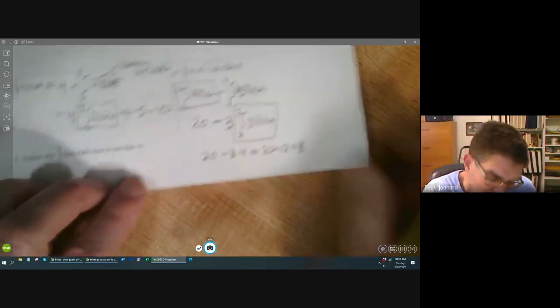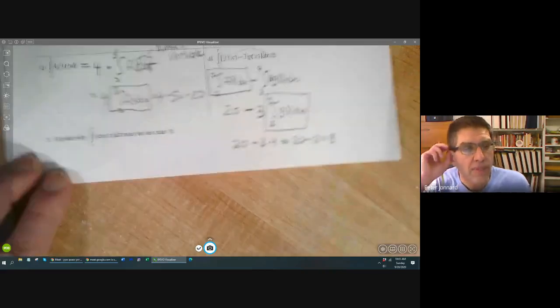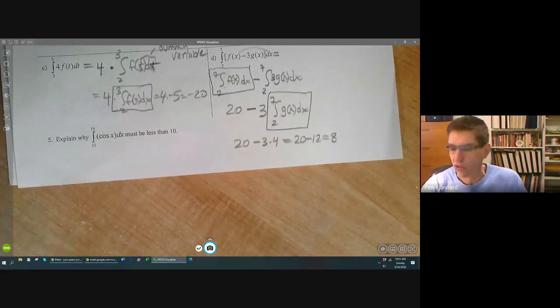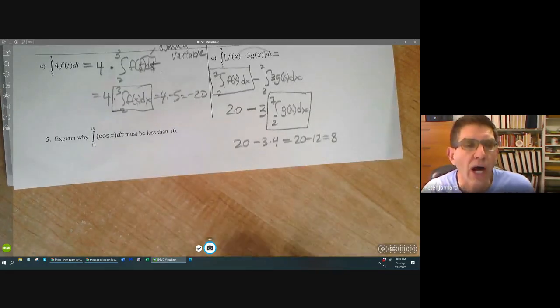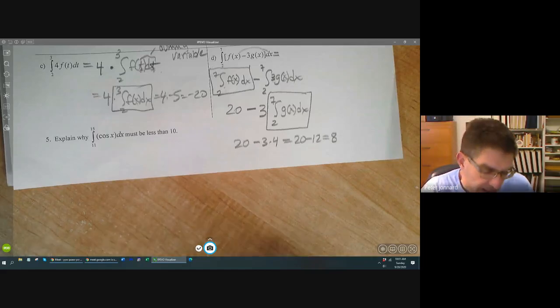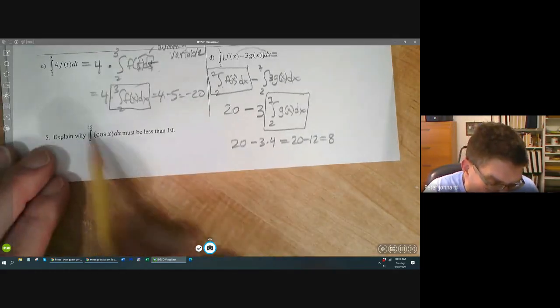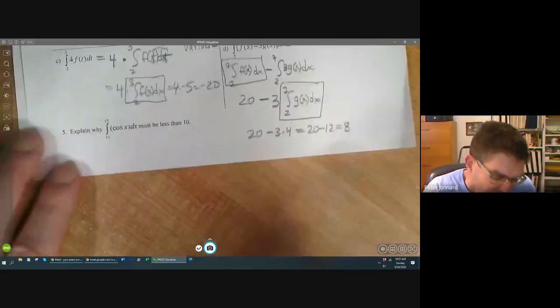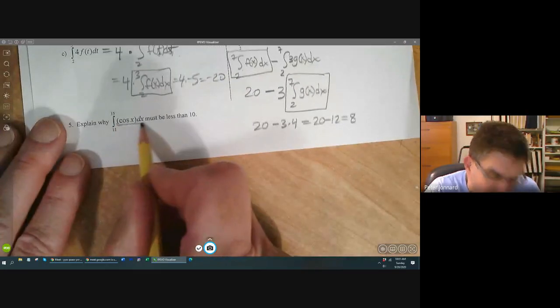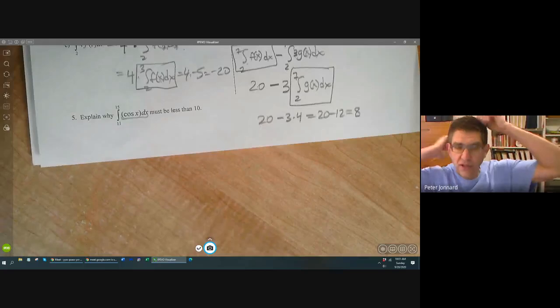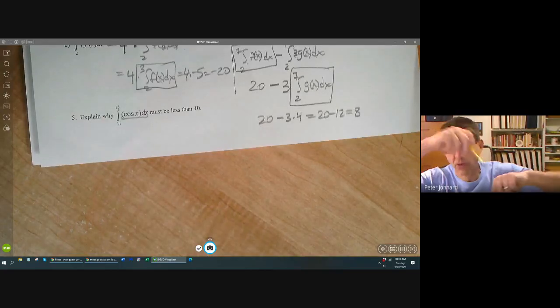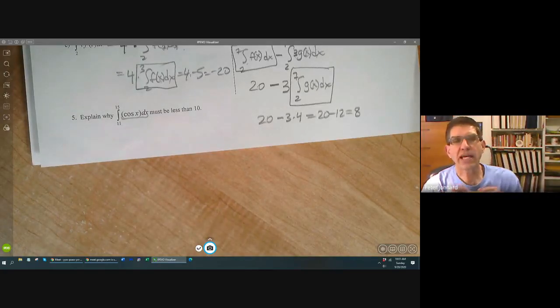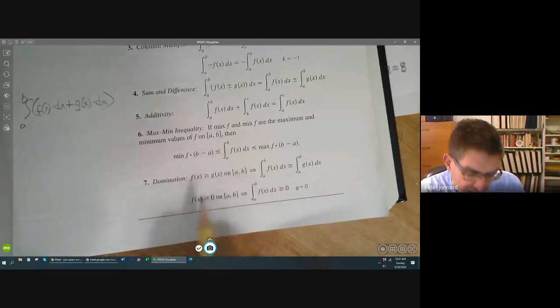All right, last one. They have a couple of problems like this in the homework from time to time. Why must this integral from 11 to 15 of cosine x dx be less than 10? The idea here is they want you to think of this in terms of its maximum value. Even though we know the cosine oscillates between -1 and +1 all the time, why must this be less than 10? This is the domination idea, and it's referring to this rule.